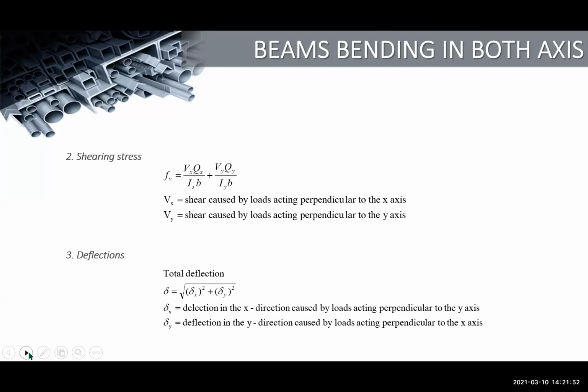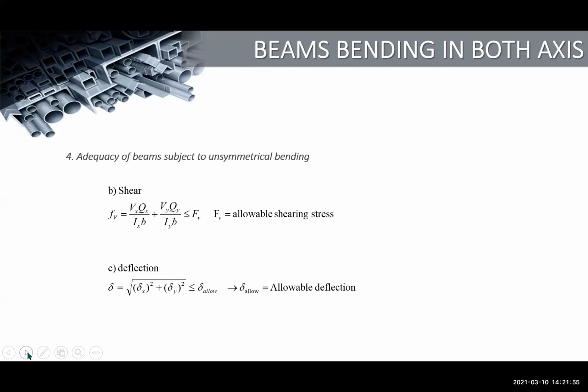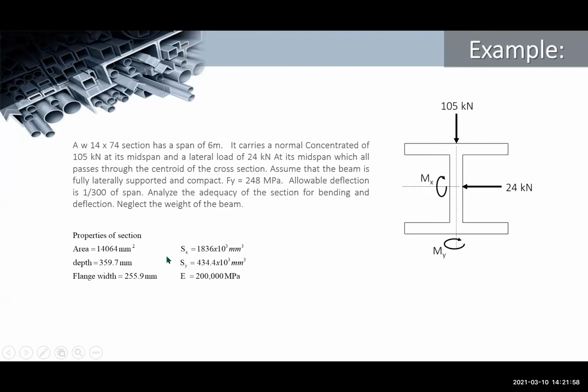So, tingnan natin. Let's have an example. Yan. So, we have here a W14 by 74 section. Yung length niya is 6 meters. It carries a normal concentrated load of 105 at the midspan and a lateral load or tangential load at the midspan also. So, nasa centroid. Yan, 24 kilonewton. Now, assume that the beam is fully laterally supported and compact. Given Fy is 248, allowable deflection is 1/300. Analyze the adequacy of the section for bending and deflection.